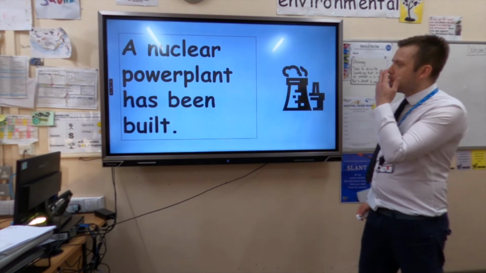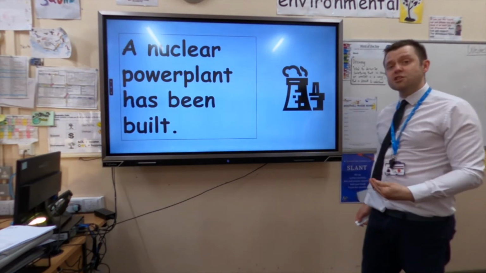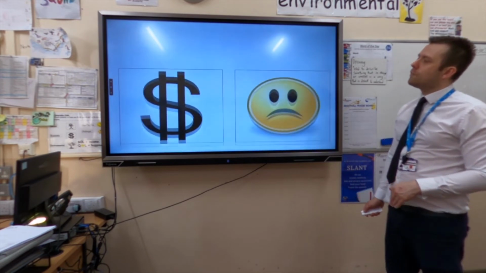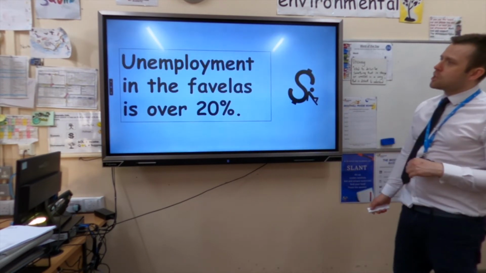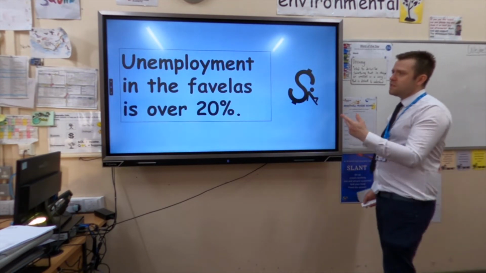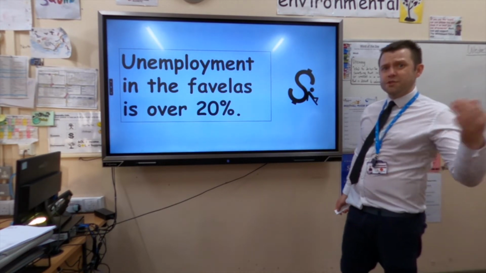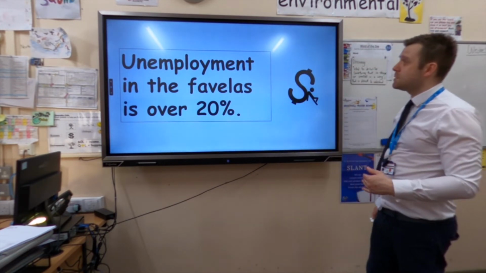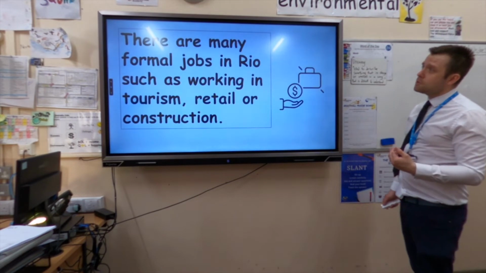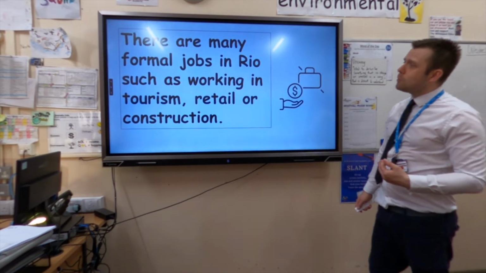However, they have built a nuclear power plant in Rio, so this is a solution and an opportunity to solve this problem. Economic challenges now. Unemployment in the favelas is over 20%, with some as high as 30 to 40%. But economic opportunities, there are many formal jobs in Rio.